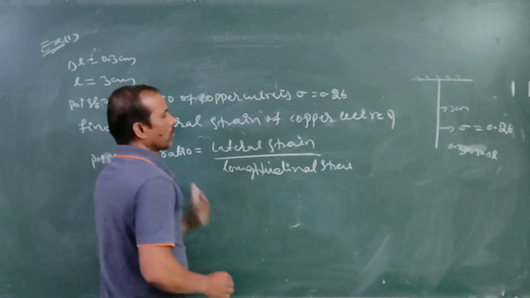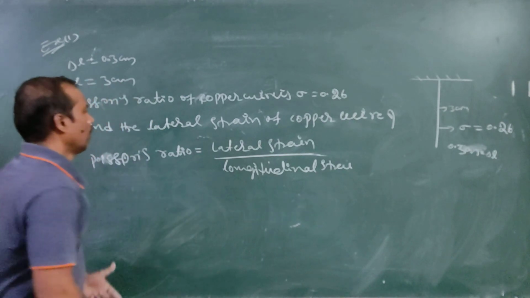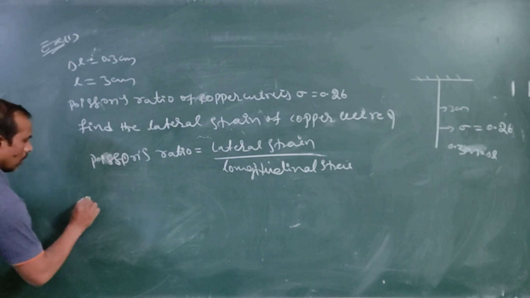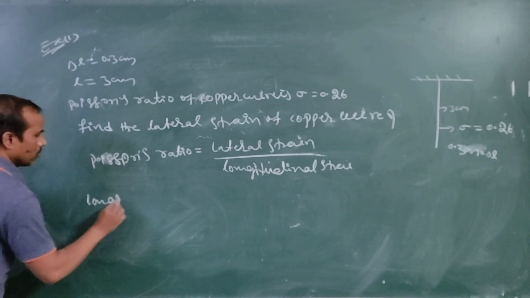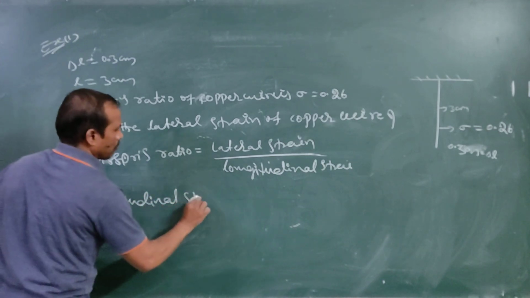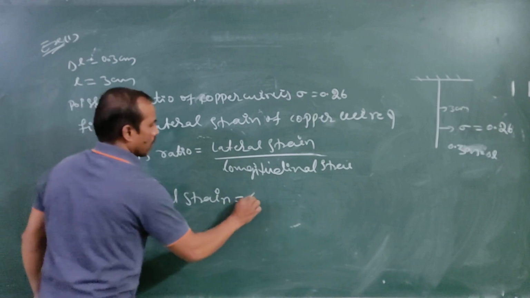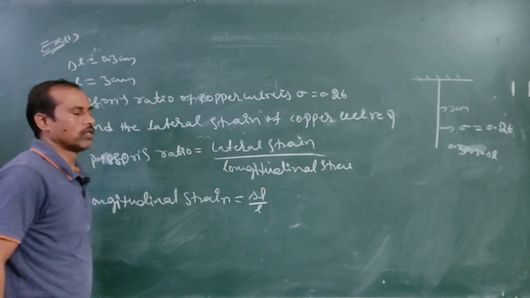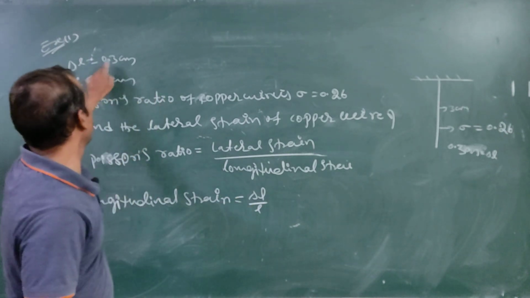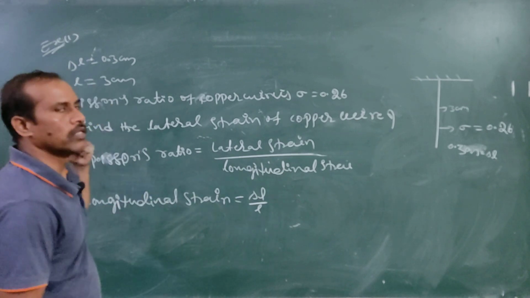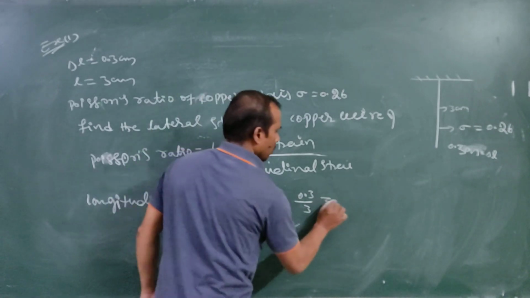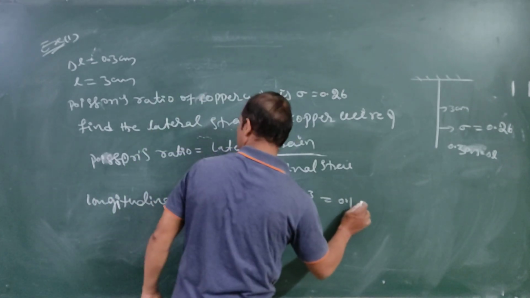So first of all, the longitudinal strain of the wire is equal to delta L by L, that is, change in length by original length of the copper wire. Change in length is 0.3 centimeters, and the original length is 3 centimeters. That means simply 0.3 by 3, which is equal to 0.1. It has no units.